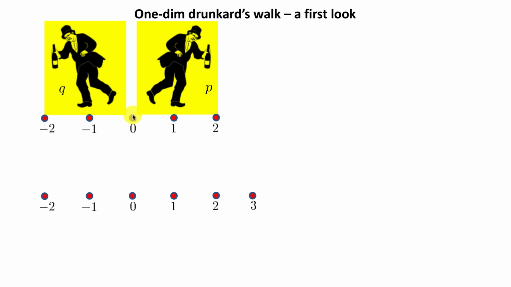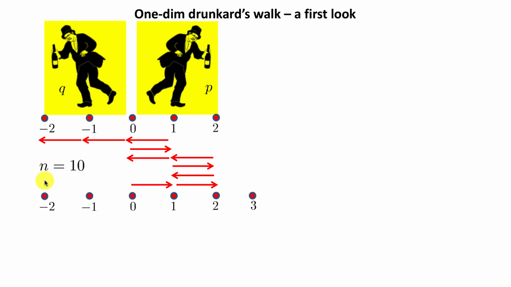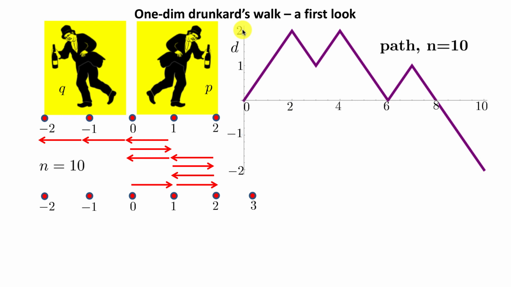As he starts out, he takes a step to the right, a second step to the right, then a step to the left, another step to the right, then to the left, left again, right, left, left, left. After taking 10 steps, he is 2 units to the left of where he started from. We can also represent this in the form of a graph. If we take this axis over here as the positive distance traveled, then he moves a maximum of 2 units to the right and eventually ends up 2 units to the left.